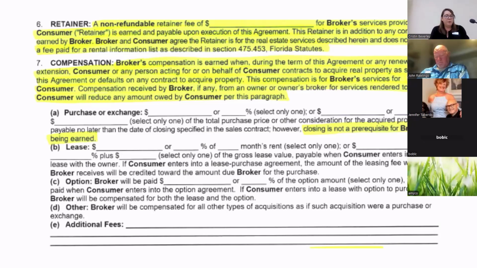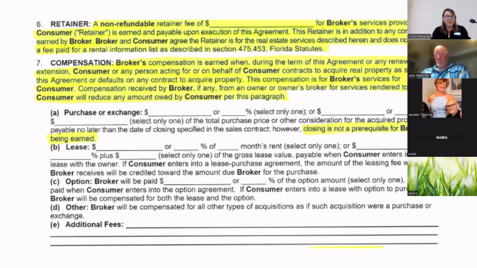So if you think you might work with options, you're going to fill this section in as well. The broker will be paid either a dollar amount or a percentage of the option amount. And you're going to select only one there to be paid when the consumer enters into the option agreement. If the consumer enters into a lease with option to purchase, the broker will be compensated for both the lease and the option. Item D, other. The broker will be compensated for all other types of acquisitions as if such acquisition was a purchase or an exchange. And then there's a section E for additional fees.